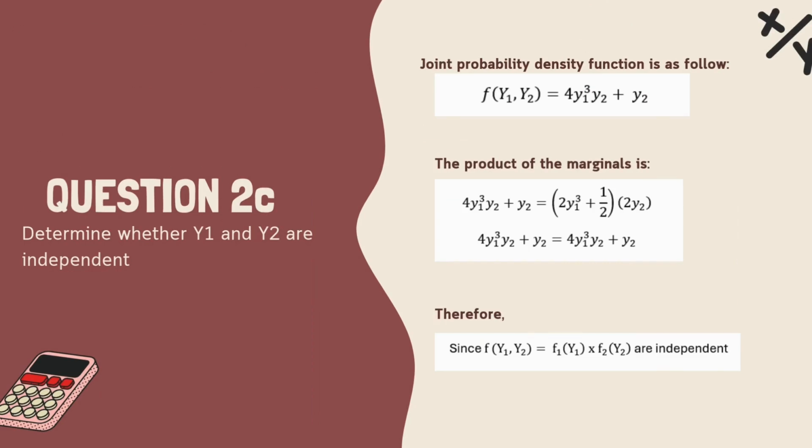Question 2c. Determine whether y1 and y2 are independent. Two random variables y1 and y2 are independent if the joint density equals the product of their marginal densities. Substituting, the expression 4y1 to the power of 3 y2 plus y2 equals (2y1 to the power of 3 plus 1 over 2) times (2y2), then we get the answer. Therefore, y1 and y2 are independent.